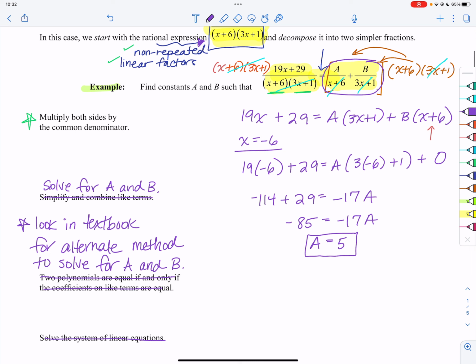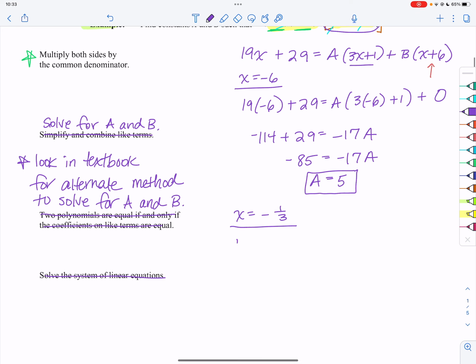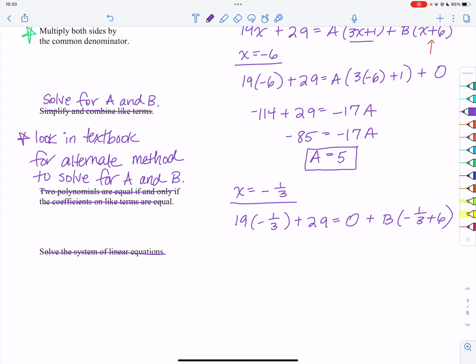Okay, so now what value would make that factor 0? You guessed it, x equals negative 1/3. So now we have 19 times negative 1/3 plus 29 equals 0 plus b times negative 1/3 plus 6. Now you'll have to get your calculator out to combine some of these values.